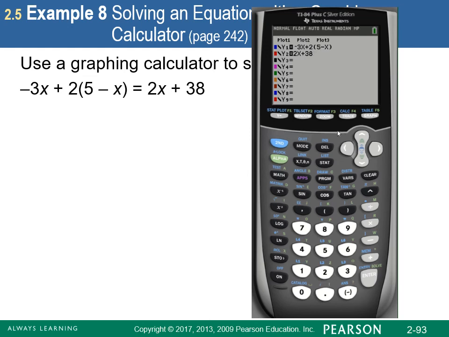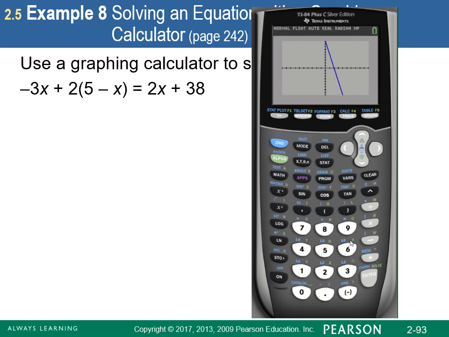Now we don't know about the window settings, so we'll start with zoom number 6 to get a standard graphing window. Now I'm pretty sure, since this is on the chapter on linear equations, that these are going to be straight lines. And so when we draw our graph, we should see 2 straight lines. Now we only see one, so we're going to have to do some work to come up with both graphs.